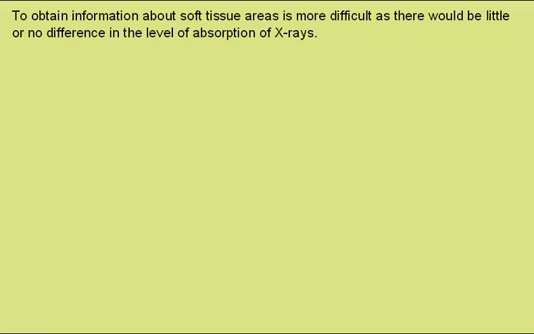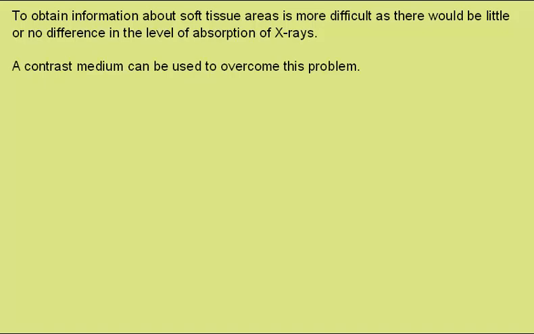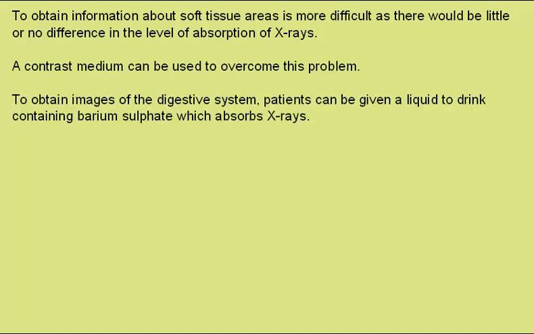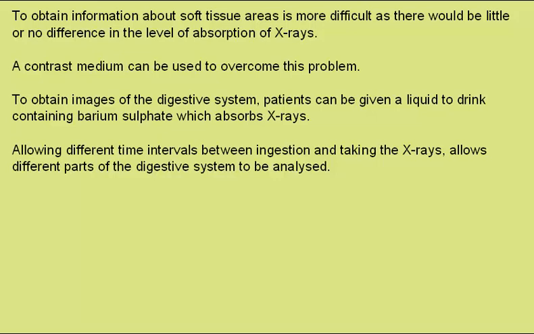To obtain information about soft tissue areas is more difficult, as there will be little or no difference in the level of absorption of the X-rays. A contrast medium can be used to overcome this problem. To obtain images of the digestive system, patients can be given a liquid to drink containing barium sulfate, which absorbs X-rays. This is known as a barium meal. Allowing different time intervals between ingestion and taking the X-rays allows different parts of the digestive system to be analysed, as the barium meal passes through the body.